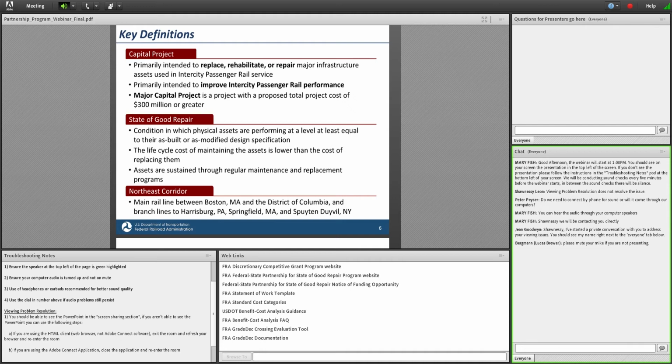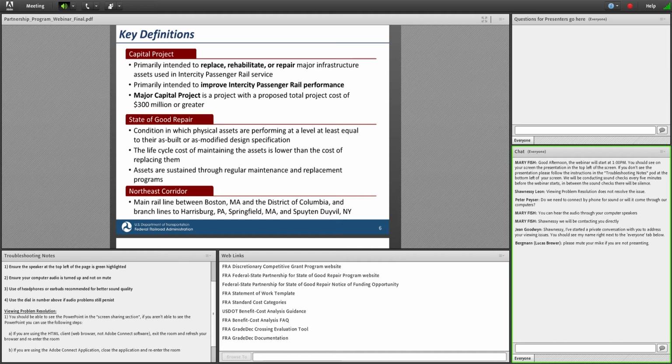You also note there a sub-definition of major capital project, and that's a project we've defined as any project with a proposed total project cost of $300 million or greater. There are a few sections in the NOFO where we describe further things that applicants proposing major capital projects can provide additional information to us at FRA in their application, explaining what particular phases or elements of their project they might be pursuing at this time and which ones they might pursue in the future.